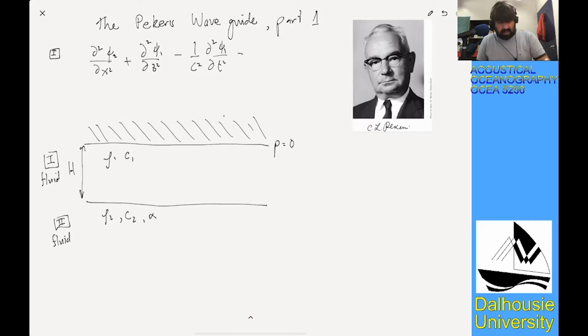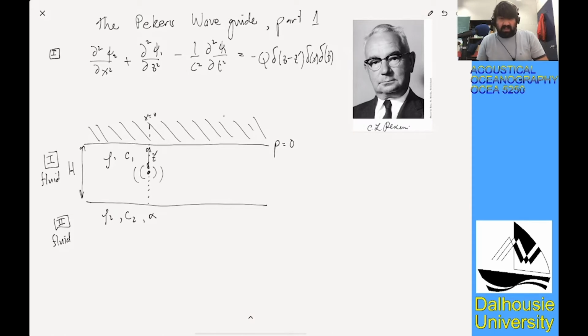Okay? And we're putting our source in this waveguide. We're going to put our source at a depth of z prime, and we'll say it's at the origin as well, so x equals 0. Fair enough. How do we do that? We're going to say it's an impulsive source, so we give it some source strength q, and then we just use the delta function to position it in time and space.